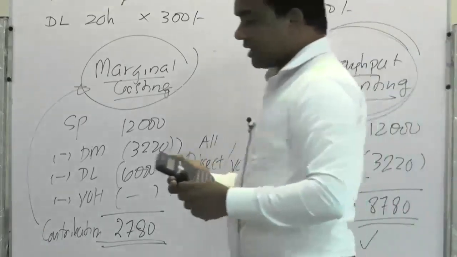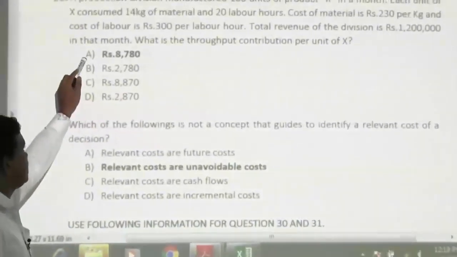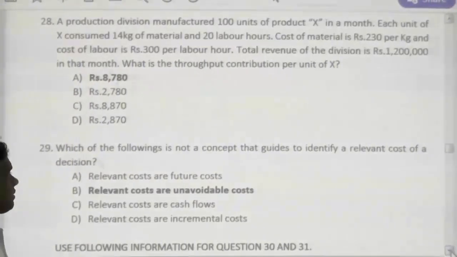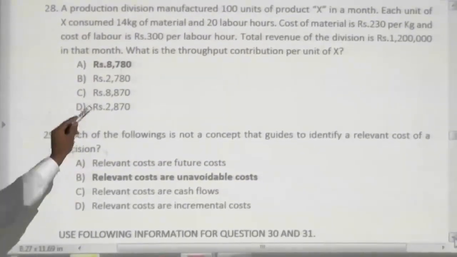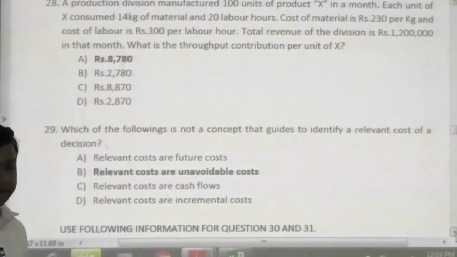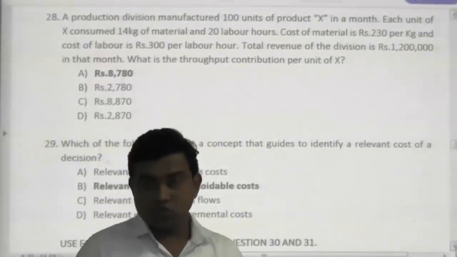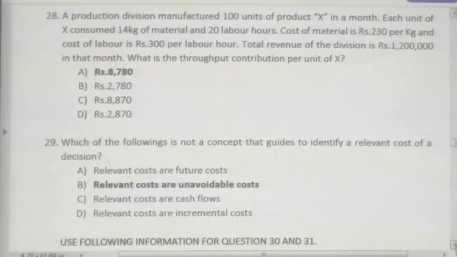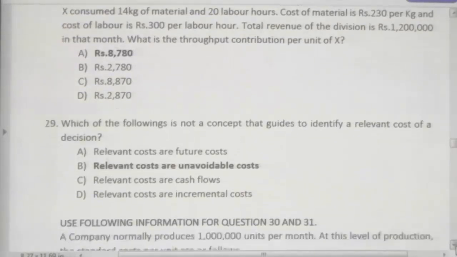Therefore, according to that calculation, the answer for question number 28 is A, 8,780, as I calculated, because they are asking throughput contribution, right? Throughput contribution would be 8,780. From this question, you need to keep in mind that throughput contribution is calculated only by deducting total material cost from selling price. Only direct material cost is considered when calculating throughput accounting contribution. Let's move on to question number 29.